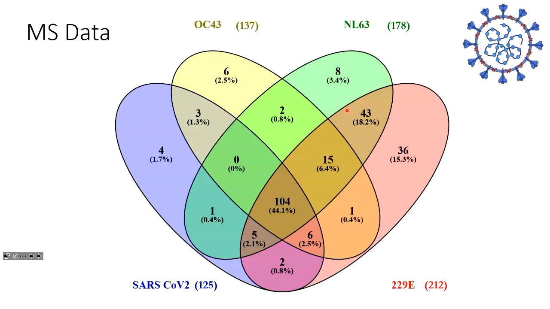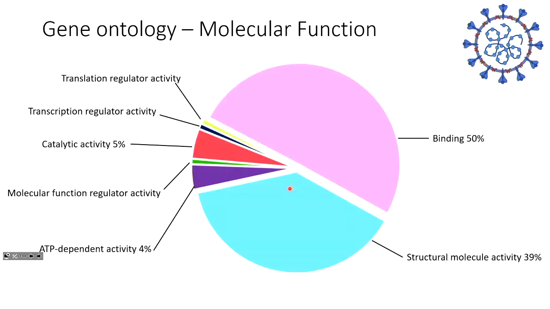We also saw a larger overlap between 229E and NL63, especially when compared to OC43 and SARS-CoV-2. And in the center here, we have the number of shared interactors that were found across all 4 nucleocapsids, which was a total of 104 proteins, which equated to about 44% of the total number of interactors identified.